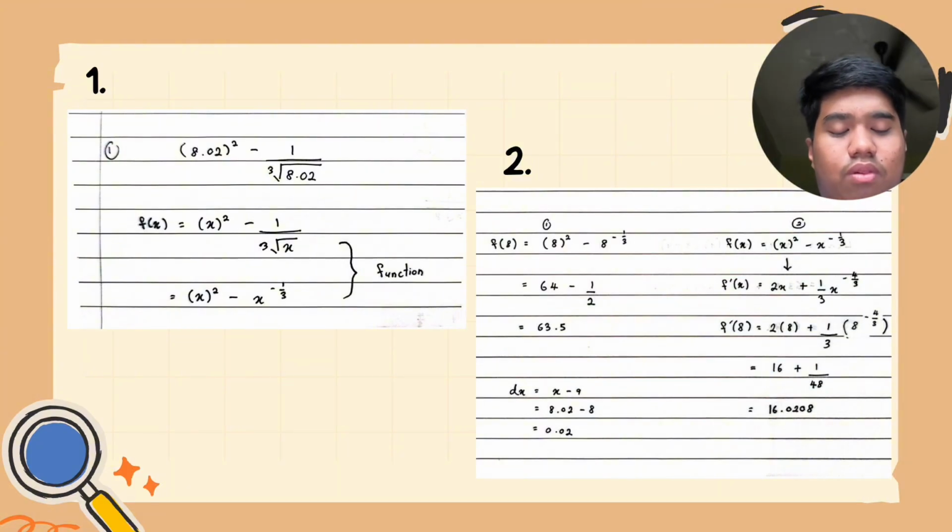Next, from the same function, we need to differentiate our function, that we will get 2x plus 1 over 3 x power of negative 4 over 3. Then we need to substitute the value of a, which is 8, into this new function, which we will get 2 times 8 plus 1 over 3 times 8 power of negative 4 over 3, which we will get 16.0208.